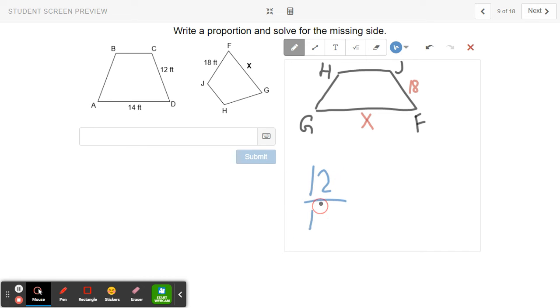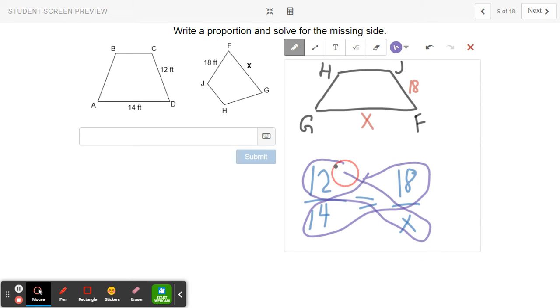So let's do side over base equals side, 18 over base. Now this one, I don't see any type of easy jump I can make from 12 to 18. So this is an example where we might want to use our butterfly method. Okay, so 14 times 18, whatever 14 times 18 is, use your calculator, 14 times 18, here, I'll put this in parentheses, equals 12x. And then you're going to use your equation solving skills and solve for this variable x. So multiply these two, divide by 12.